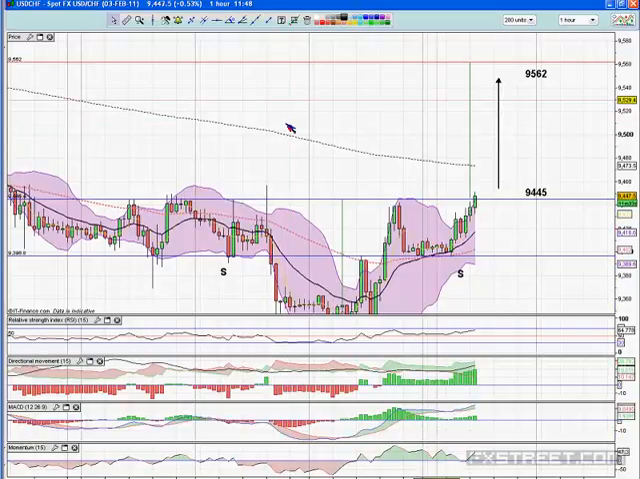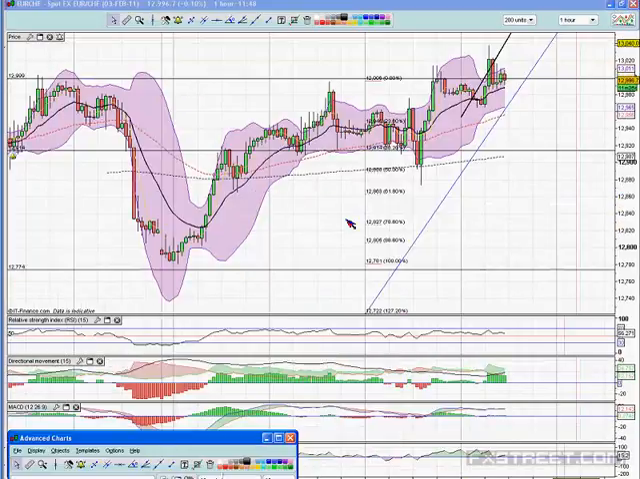Okay, so that's my target level on dollar Swiss, and I am in that trade. I'm not here as a tipster. I'm here to give views.